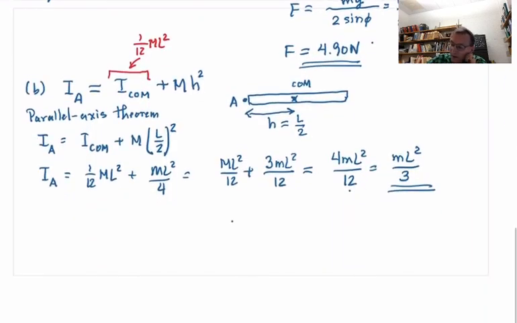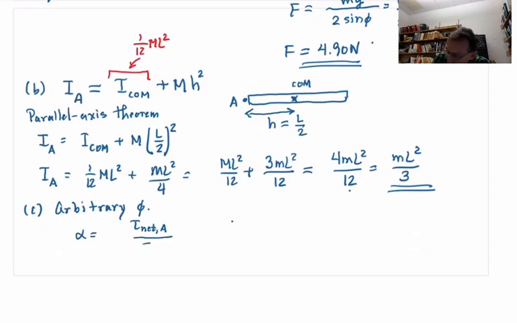Okay, so now it's just saying apply Newton's second law, rotational version, for arbitrary phi. So I start with alpha equals tau net about point A over rotational inertia about point A. That's what I'm applying now. And the alpha is not necessarily 0 because the phi is not necessarily limited to the 30-degree value.